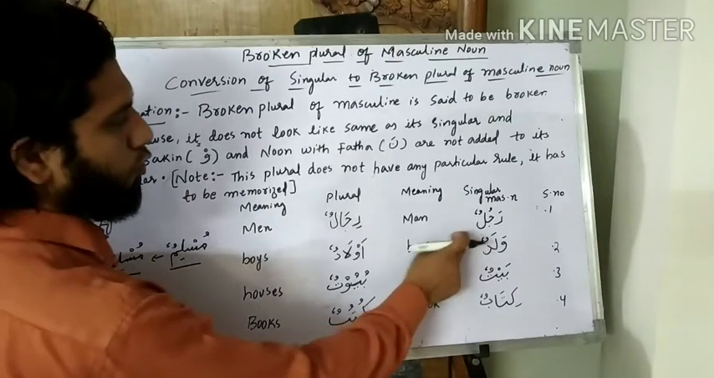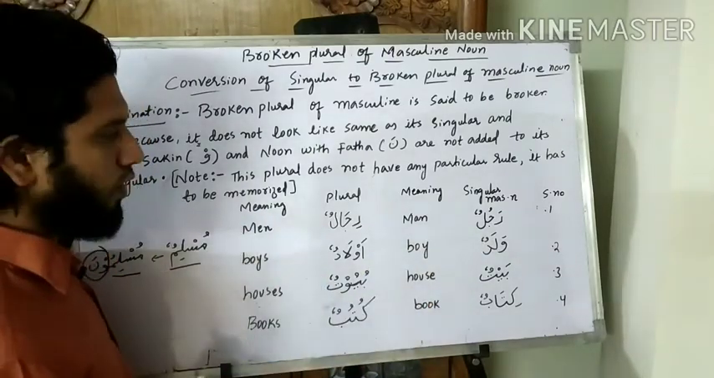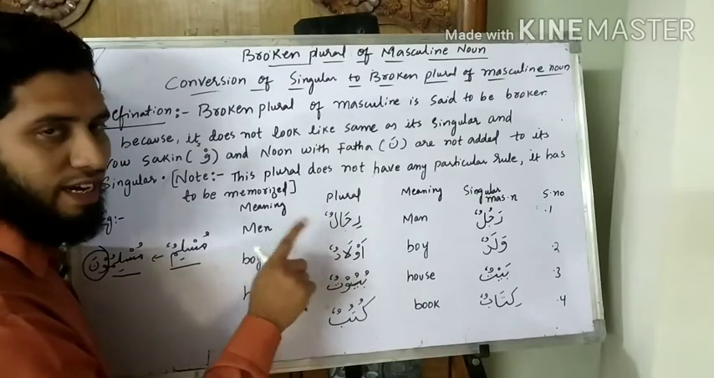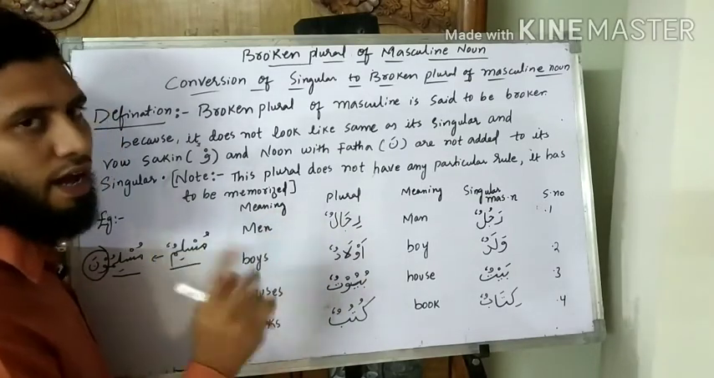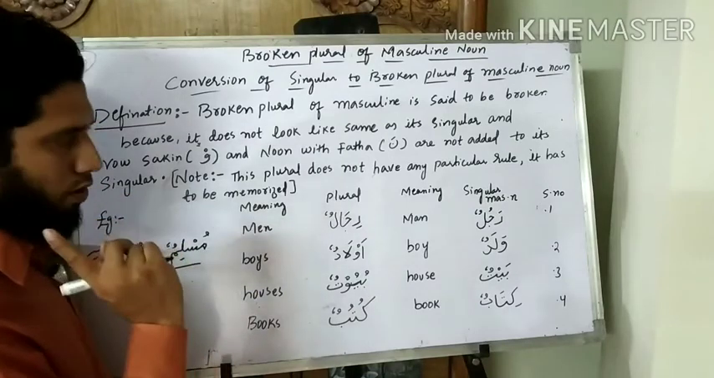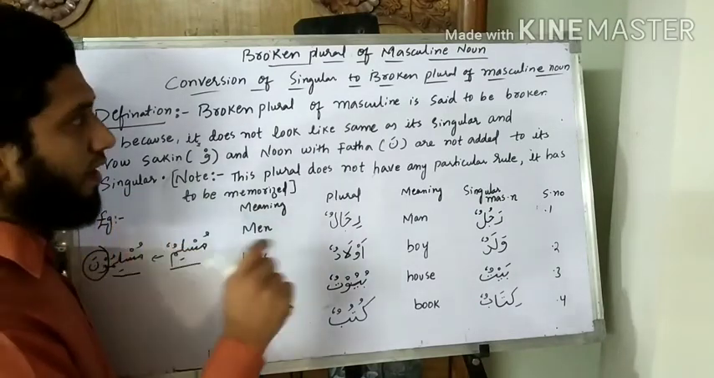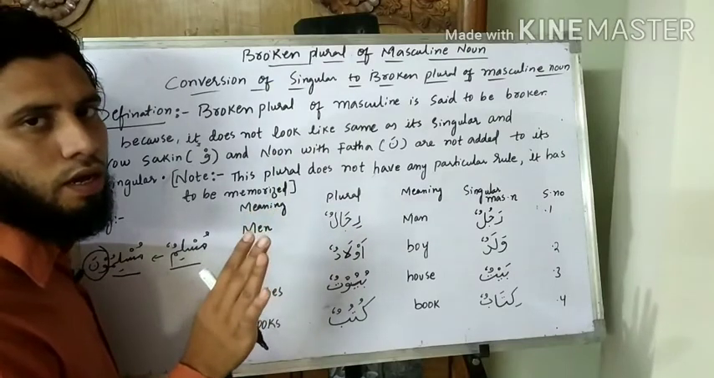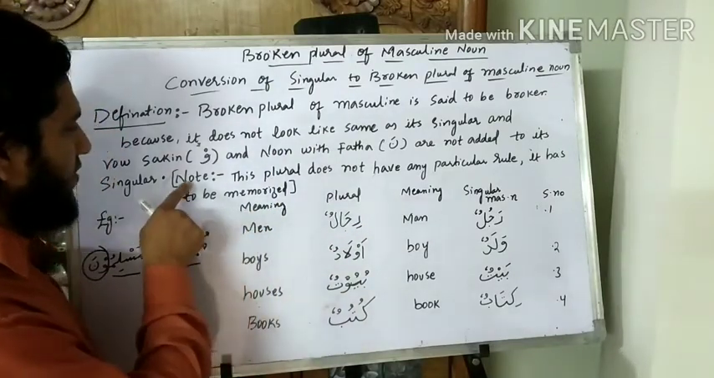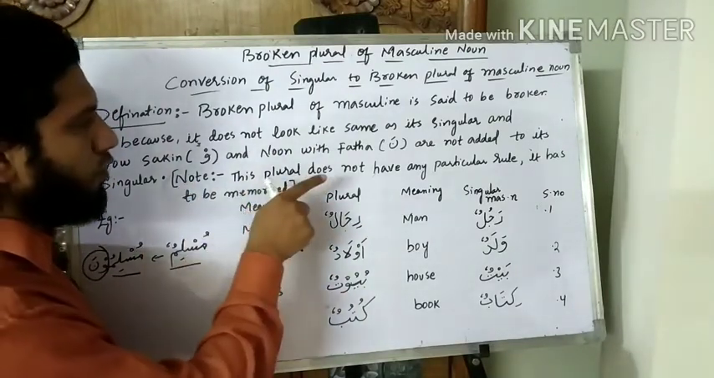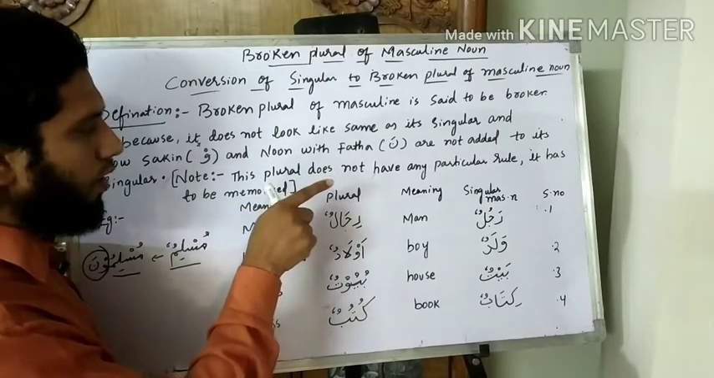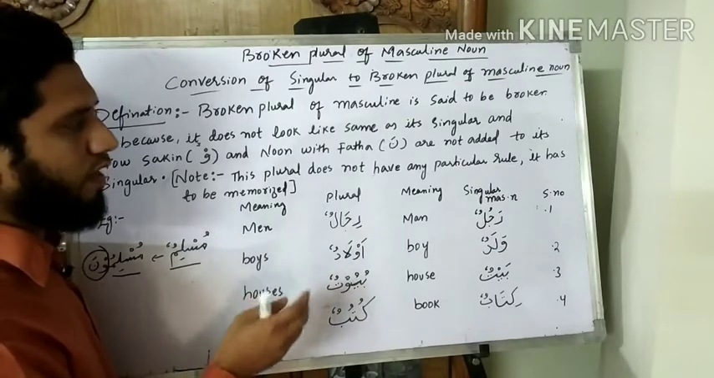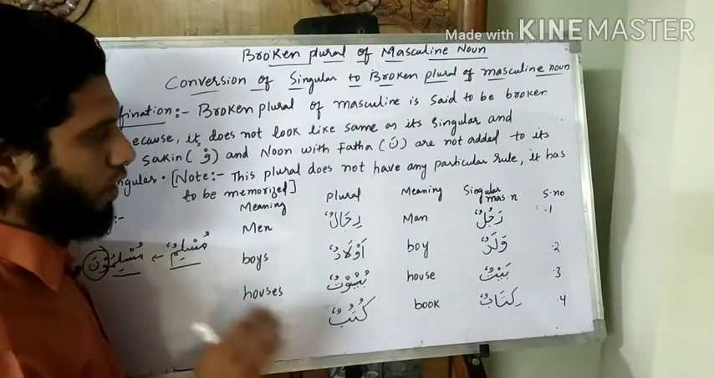For example, rajulun, a man. The plural is rijalun. Waw sakin and noon fatha are not added. How it happens in unbroken, that you have to remember. And this broken plural does not have any particular rule. As I have written in the note, this plural does not have any particular rule. It has to be memorized. You need to memorize these kinds of nouns.